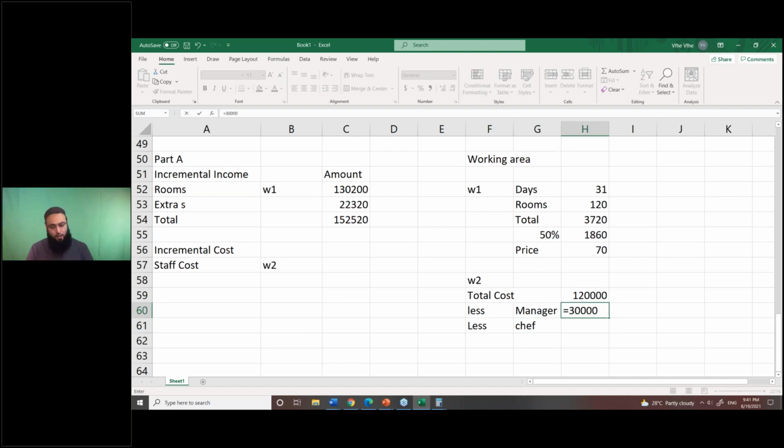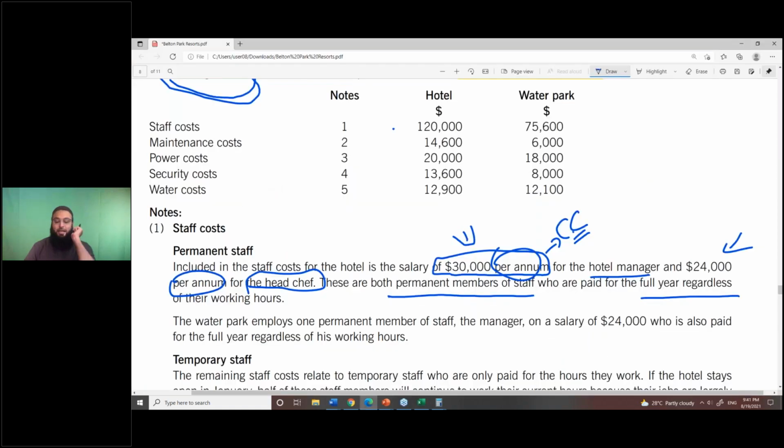Divided by 12 per month. And the head chef was 24,000 divided by 12. Okay, both divided by 12. So let's deduct these two. So now we are getting the cost after this, how much? Let's see. This minus this minus this, and it's 115,500. So this is basically not a relevant cost.